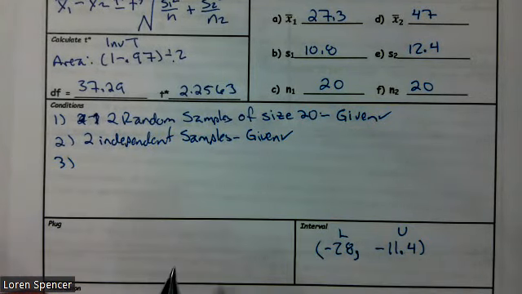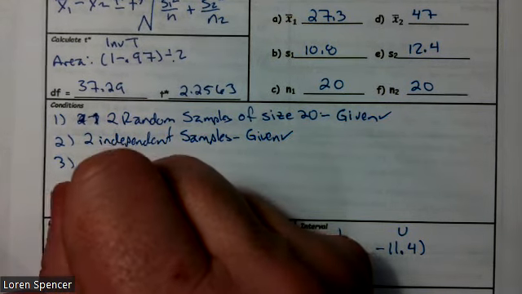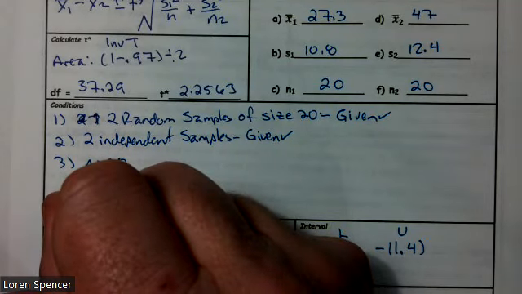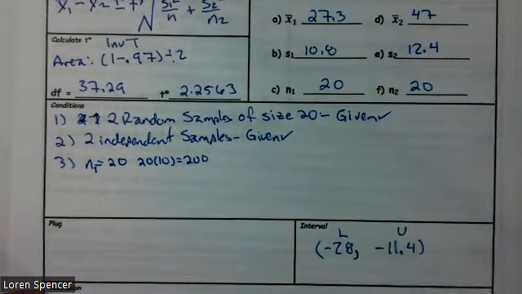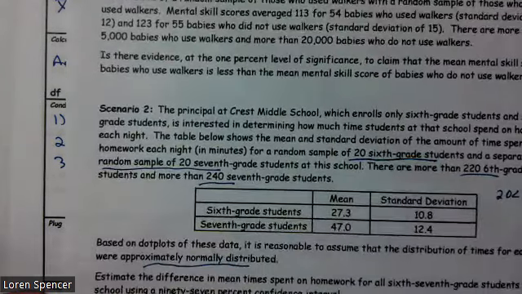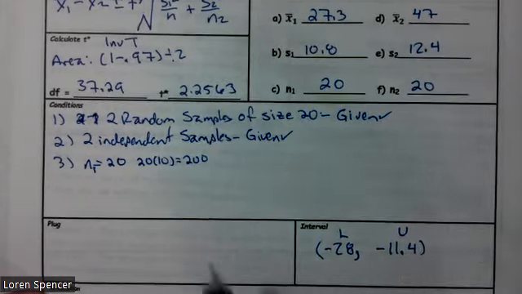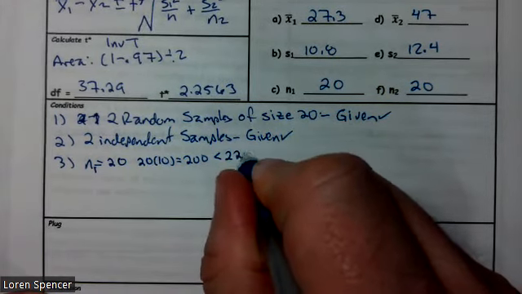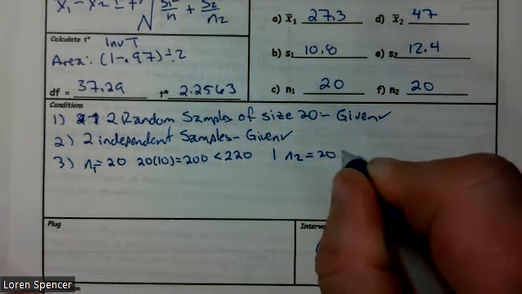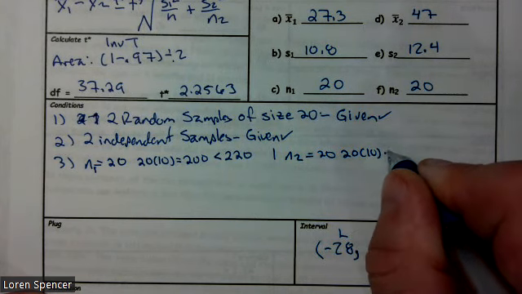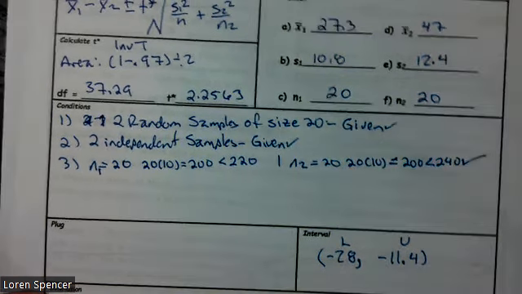3, the n is less than 10%, so I'm going to have to do that. They're both the same. So n1 equals 20, and 20 times 10 equals 200. And we're looking at the 6th grade students, and they told us that there were 220 6th grade students, so this is less than that. So less than 220. For the other one, n2 equals 20. We still have 20 times 10, which equals 200, but that's less than 240. All right, because that was the 7th grade students.